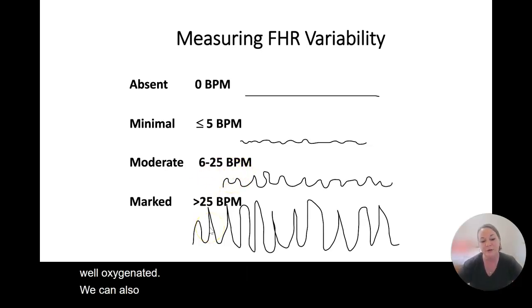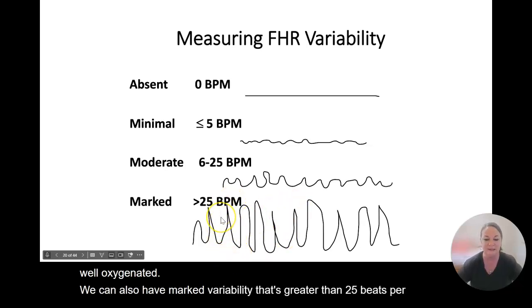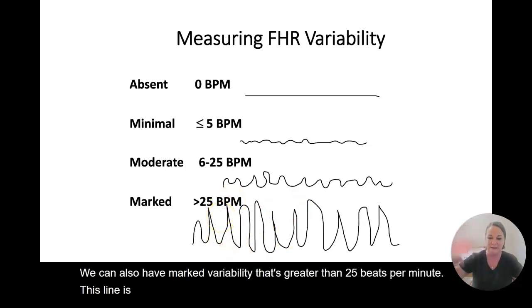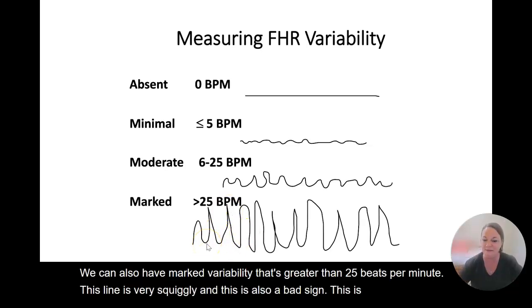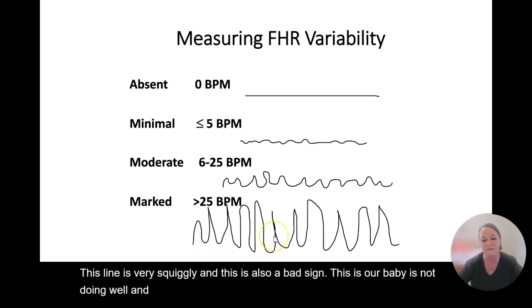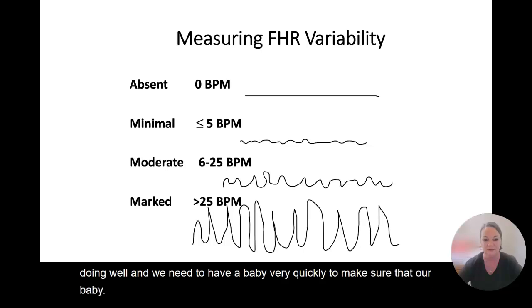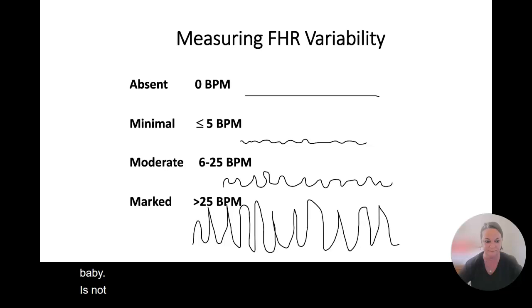We can also have marked variability that's greater than 25 beats per minute. This line is very squiggly, and this is also a bad sign. This is our baby is not doing well, and we need to have a baby very quickly to make sure that our baby is not harmed.